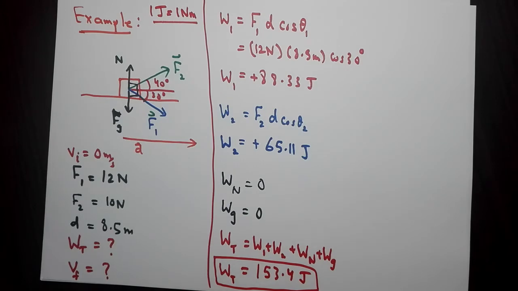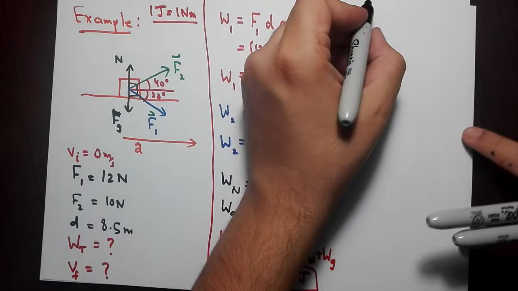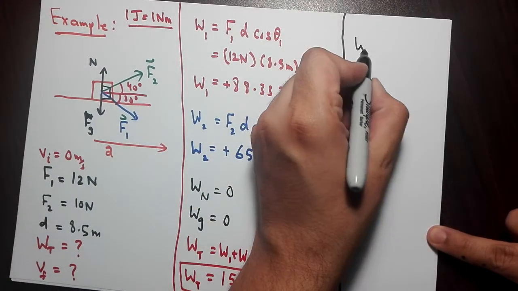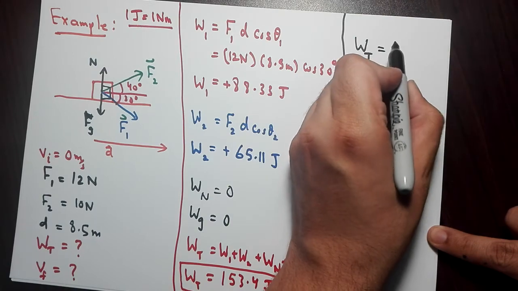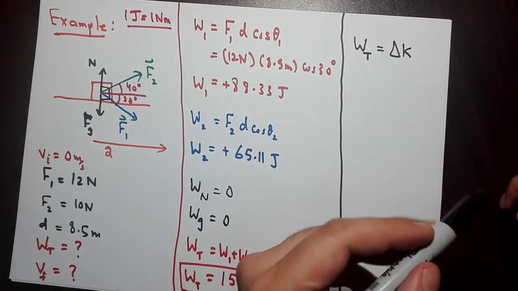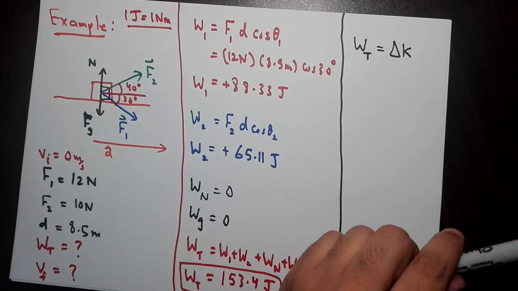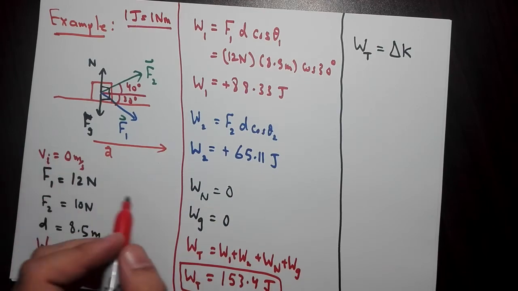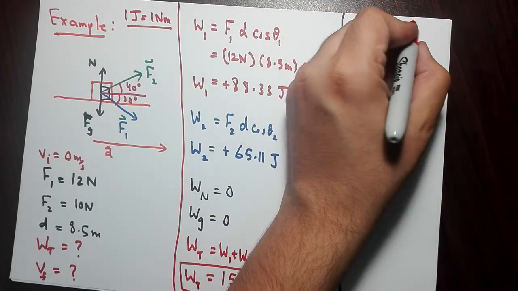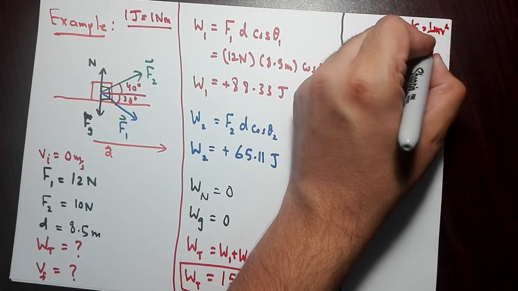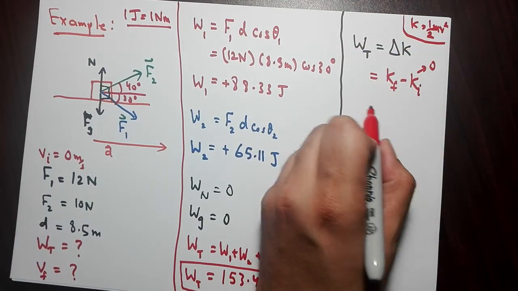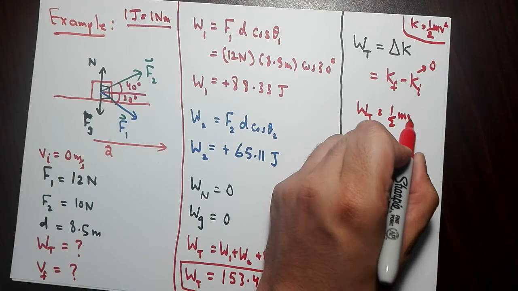Okay. Now, how do we find the final velocity? So we use the work kinetic energy theorem, right? The work kinetic energy theorem says that the total work done is equal to the change in the kinetic energy of the system. So we know that the initial velocity of the block is 0, which means that K initial is 0, since this is K final minus K initial, and kinetic energy is half m v squared. So we get W total equals half m v final squared.